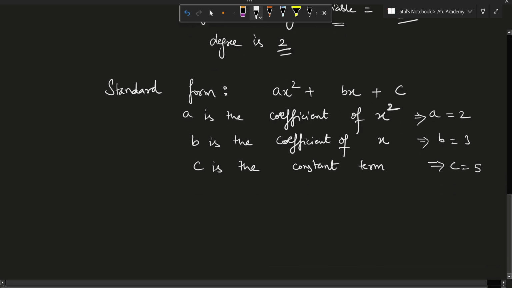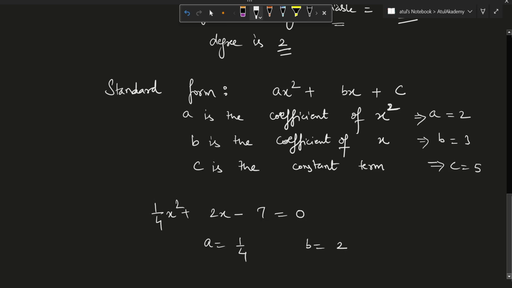Let us consider one more example. If I have 1 by 4 x square plus 2x minus 7 equals 0. So here what is a? a is 1 by 4. What is b? It's 2. What is c? That's minus 7. So that negative sign also comes with that because standard form is having all positive signs. So I hope this coefficient part is clear. Now let us move on.